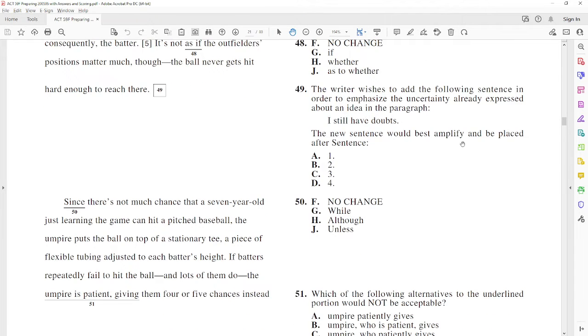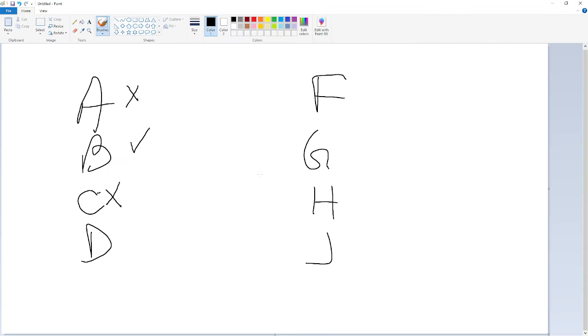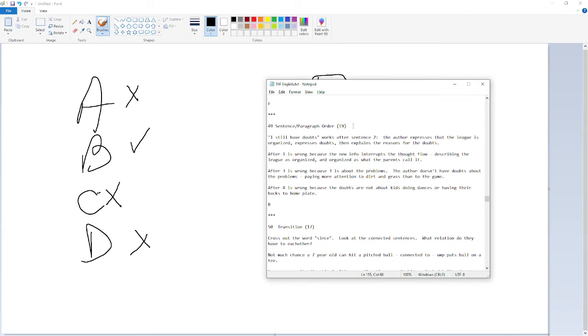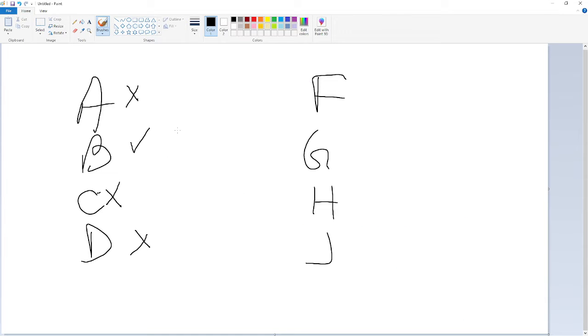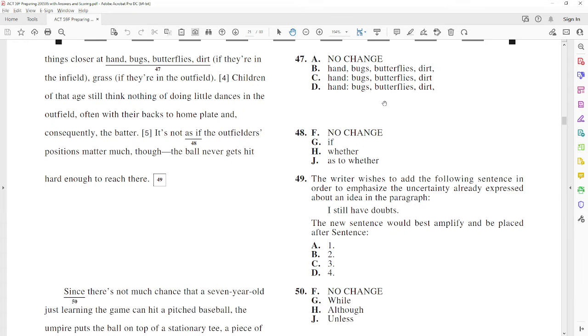What is D? D is after sentence 4. So sentence 4 is children of that age still think nothing of doing little dances in the outfield, often with their backs to home plate and consequently the batter. I still have my doubts. You have your doubts that their backs are to the batter? Okay, that doesn't make sense. So it is B. It's after sentence 2. And like I said, this is sentence and paragraph order. I would tend to skip those unless you need a score over 30. But this one may have a flavor of modification, so it would be okay.